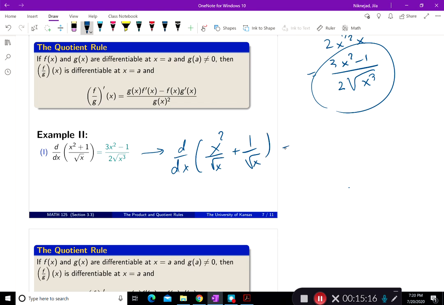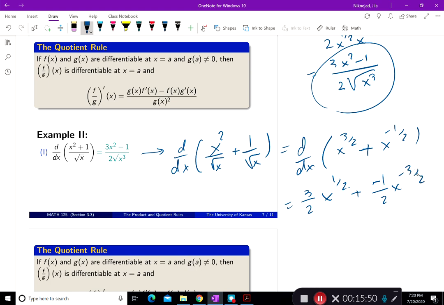And this means that x to the power 2 over x to the power 1/2 is going to be x to the power 3/2, plus 1 over x to the power 1/2 is x to the power negative 1/2. For the derivative, the exponent comes down, x to the power 1 less, which is 3/2 minus 1 is 1/2. And then plus negative 1/2 comes down, x to the power 1 less, which is negative 3/2.